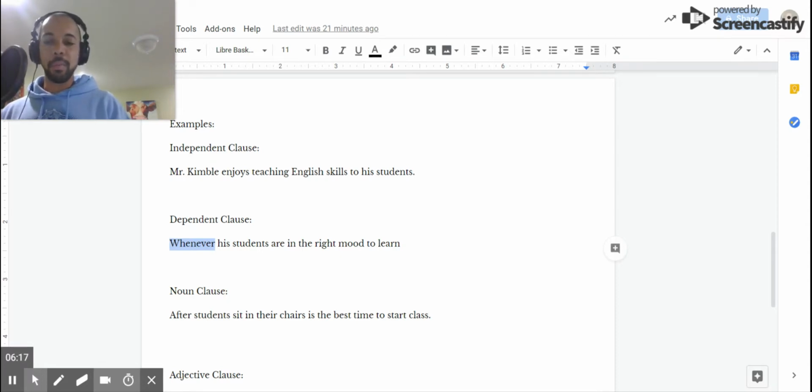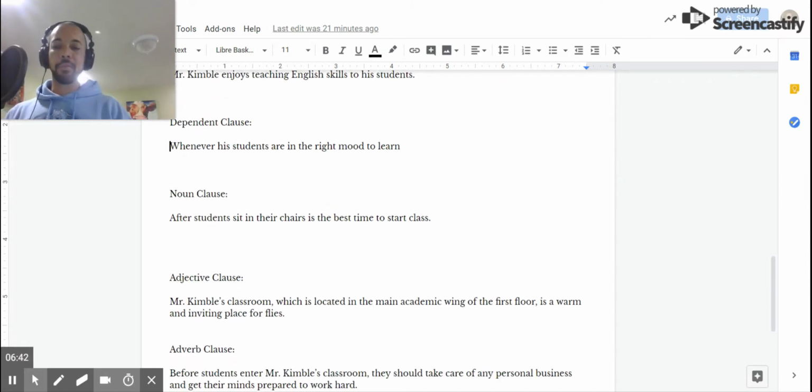So let me read it one more time. Whenever his students are in the right mood to learn, doesn't sound like it belongs by itself. There needs to be more with it. I have all the components. I have the verb, I have the subject, I have the predicate, I have a subordinating conjunction. By definition, that is the dependent clause.